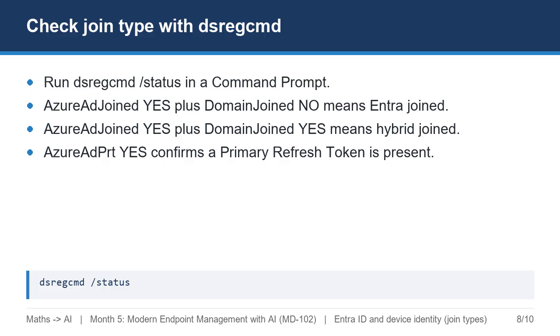Here's your go-to command on Windows: dsregcmd /status. Open a command prompt and run dsregcmd /status. Look at the device state section. If Azure AD join says yes and domain join says no, you've got an Entra joined, cloud-only device. If both say yes, it's hybrid joined. And if Azure AD PRT says yes, you've confirmed there's a primary refresh token present. This one command tells you almost everything about the device's identity.